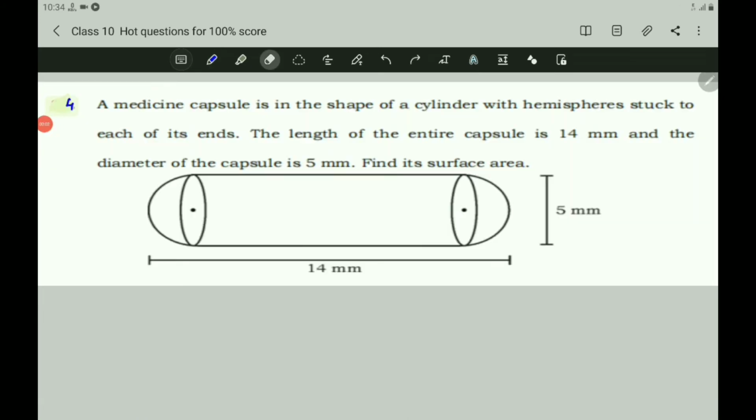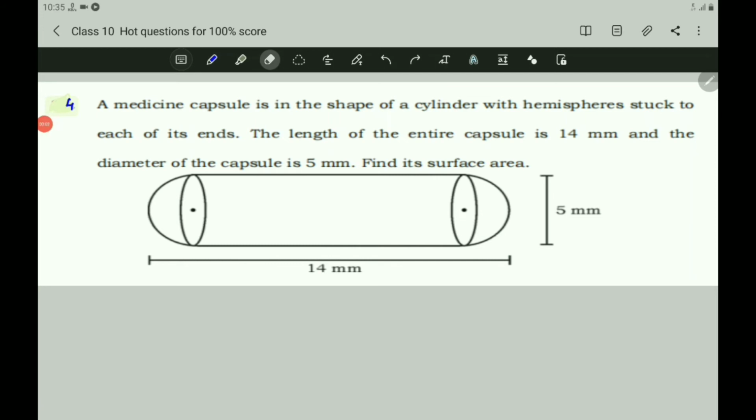The next, fourth question. A medicine capsule is in the shape of a cylinder with hemispheres stuck to each of its ends. The length of the entire capsule is 14 mm and the diameter of the capsule is 5 mm. Find its surface area. Observe the shape of the medicine capsule. It is in the shape of a cylinder in the middle portion, and the two ends are hemispherical portions.